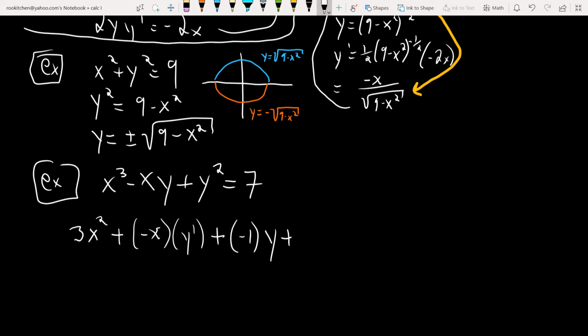And then plus, derivative of y squared will be 2y, and then you always have to tack on a y prime. And then the derivative of 7 is 0. Okay, clean it up.